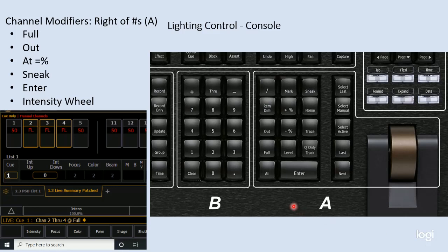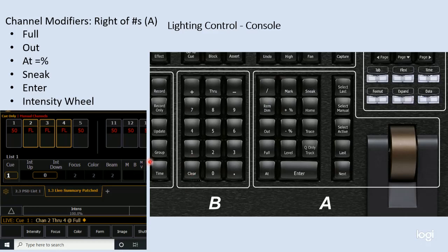Next, we'll talk about channel modifiers. Now that we know how to select channels with and, through, and minus, and if we make a mistake, we can use clear to backspace through. Once we make our selection, we want to be able to do something with it, to apply a value.